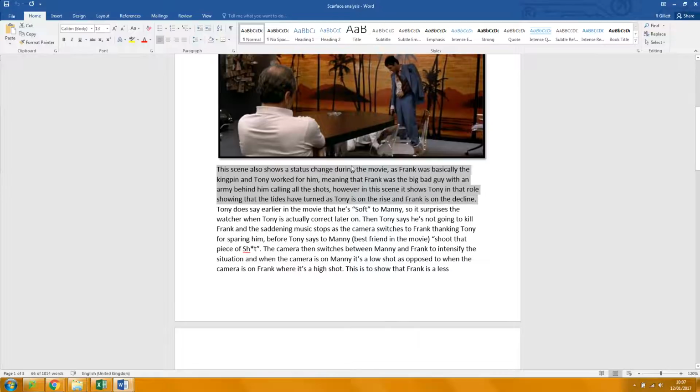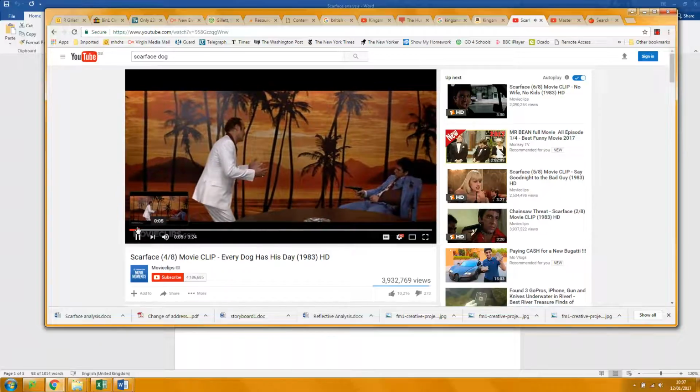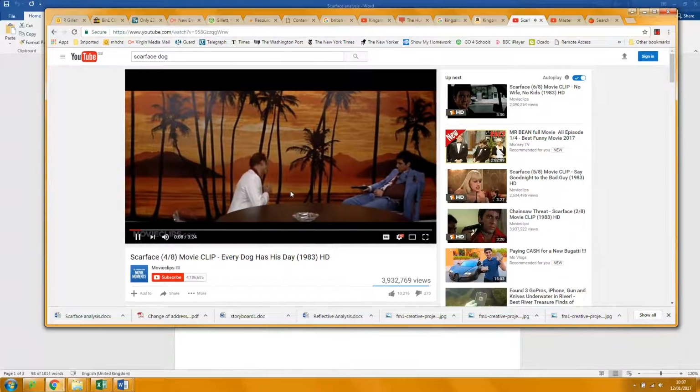So this bit is plot, and you don't really get too many marks for telling the plot. Similarly, this bit, plot, I would lose all of this stuff and stick with the technical stuff. So if we have a look, see how the camera is moving. This is a long shot.